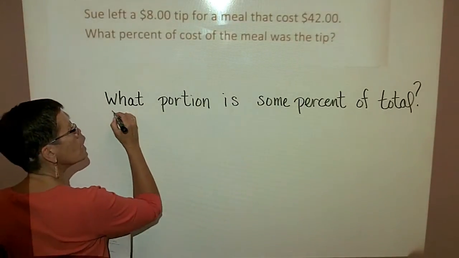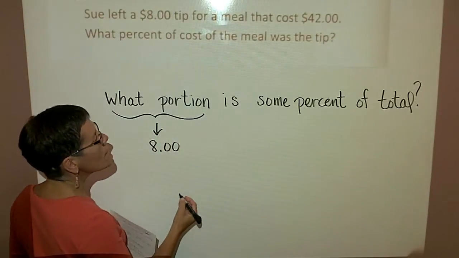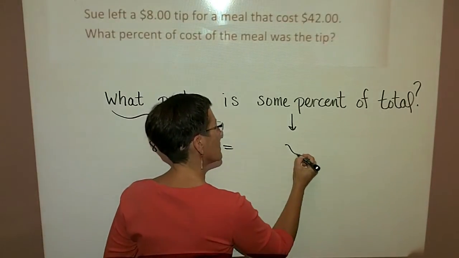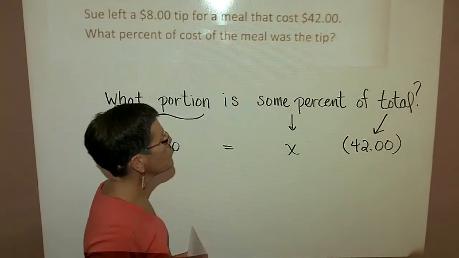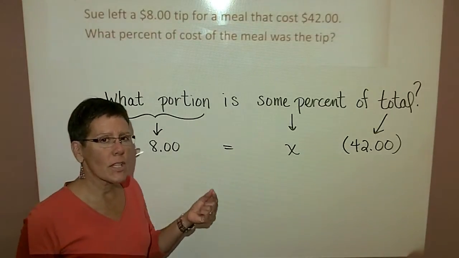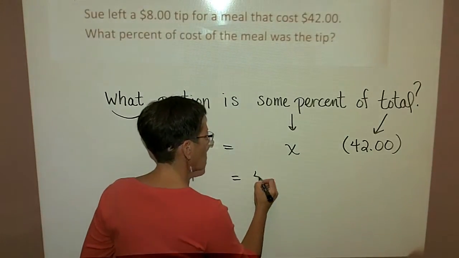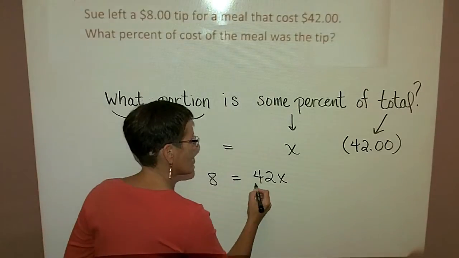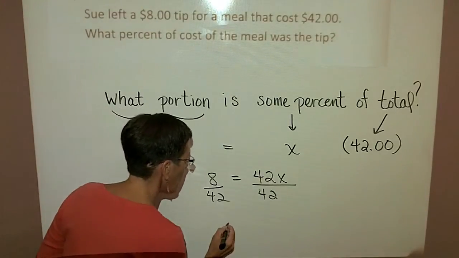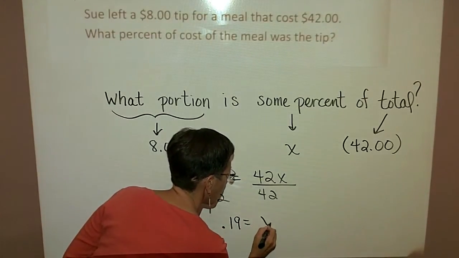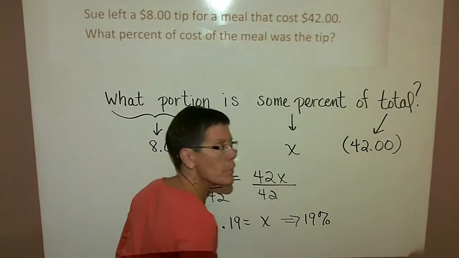So I'm wondering, that $8 tip, what portion was it, what percentage was it of that $42 total cost? And so that's all we have to do here. I want to figure out the percentage the tip was of the total cost of the meal. And so this is X times 42. Let's write it as 42X equals 8. And let's divide both sides by 42. And that is 0.19, and you can now say that Sue left a 19% tip for that meal.